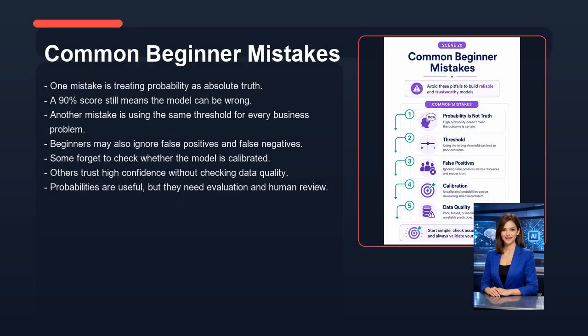Now let's look at common beginner mistakes. One mistake is treating probability as absolute truth. A 90% score still means the model can be wrong. Another mistake is using the same threshold for every business problem. Beginners may also ignore false positives and false negatives. Some forget to check whether the model is calibrated. Others trust high confidence without checking data quality. Probabilities are useful, but they need evaluation and human review.